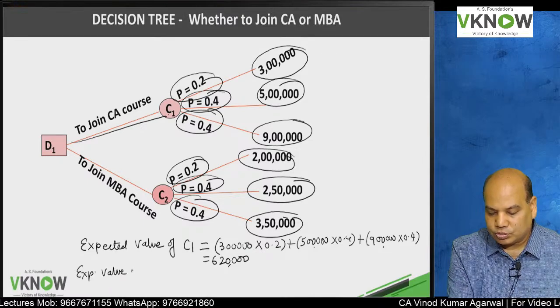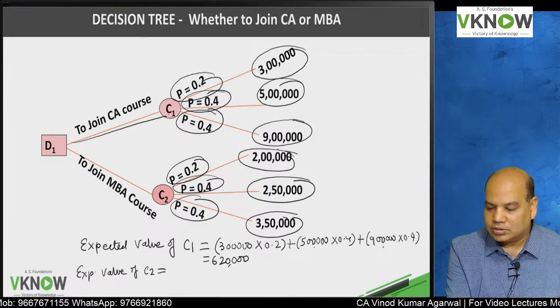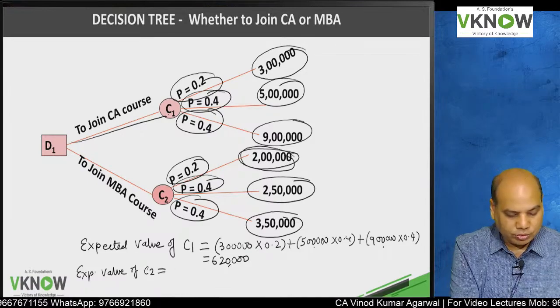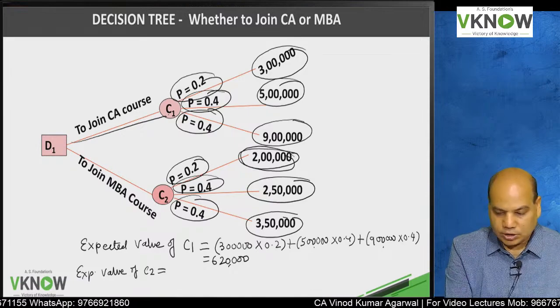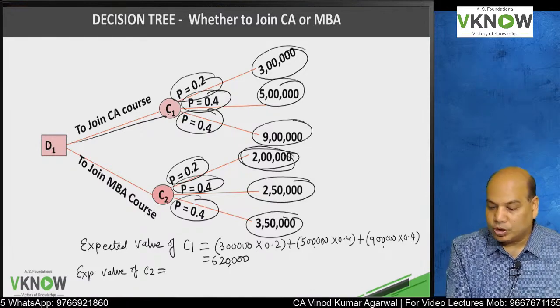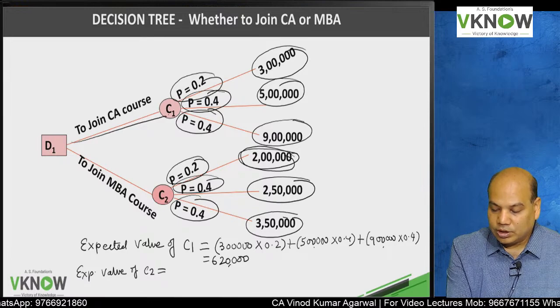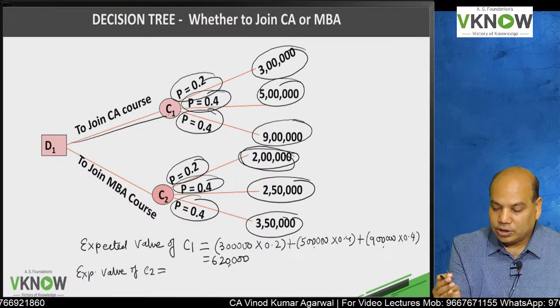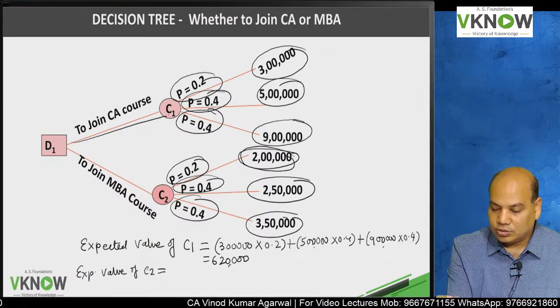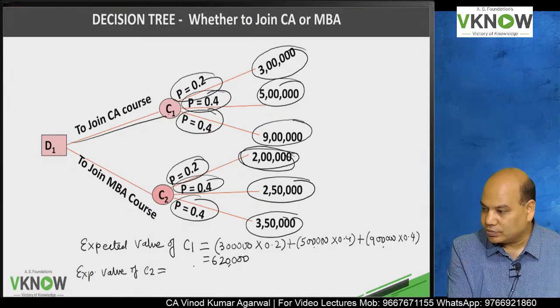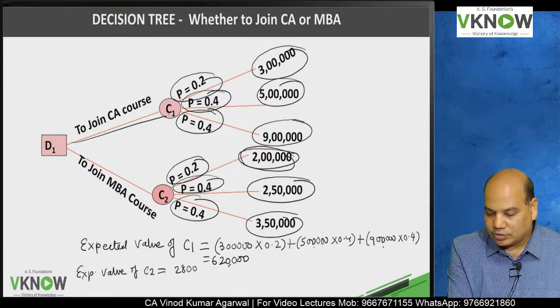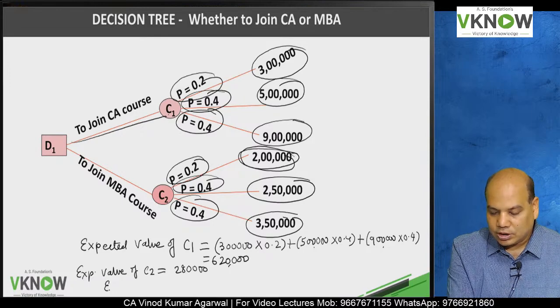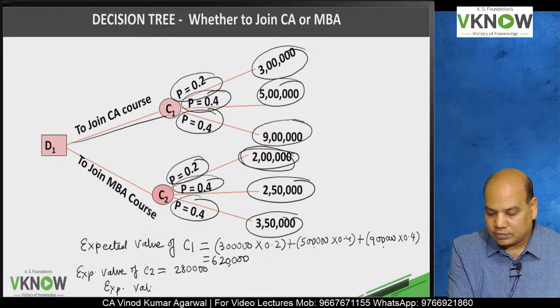expected value of C2. Do it directly and give me the answer. 2 lakh into 0.2, 40,000. 2,50,000 into 0.4, that is 1 lakh, and 3,50,000 into 0.4, that is 1,40,000. So 140 plus 1, 240 and 20, 40, 280, very good, 2,80,000. Now we'll write expected value of D1.